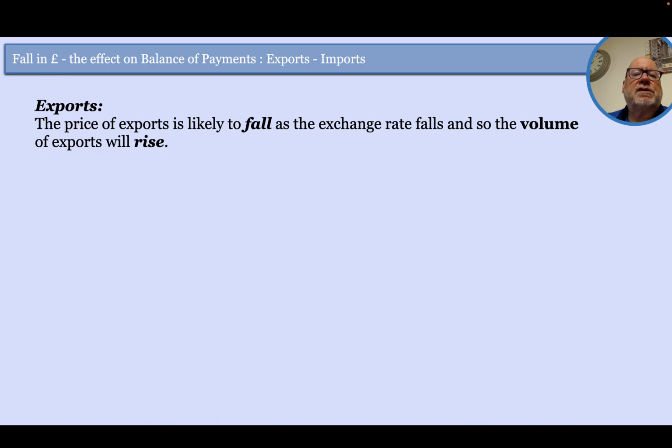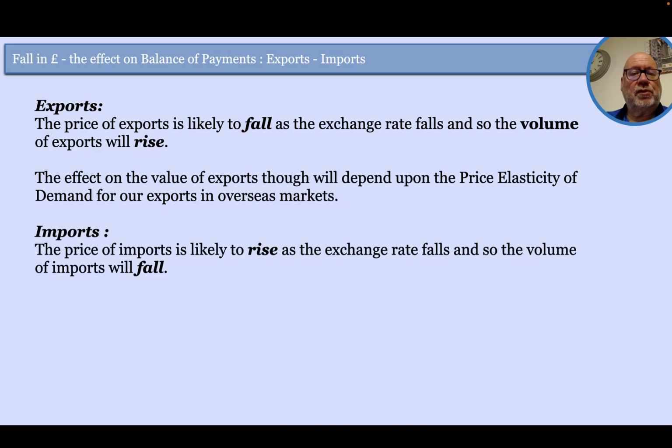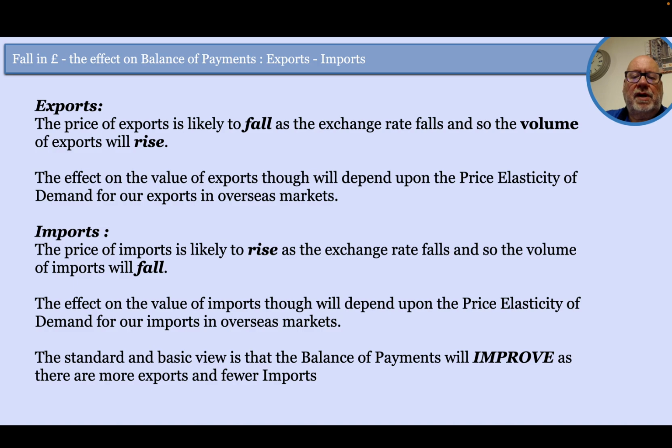Firstly, if there's a fall in the exchange rate, then the price of exports is going to fall, so the volume is going to rise. The effect does depend on the PED of our exports in overseas markets, which we're going to come on to in the next slide. So starting in a simple way, as there's a fall in the exchange rate, the volume of exports rises. The price of imports is going to rise, and so therefore the volume of imports is going to fall. So export volumes up, import volumes down, so therefore the effect of the value on those imports again depends on the PED, but basically with exports up, imports down, X minus M improves, and so you can say the balance of payments improves. Pretty standard and simple analysis, I hope, for you.